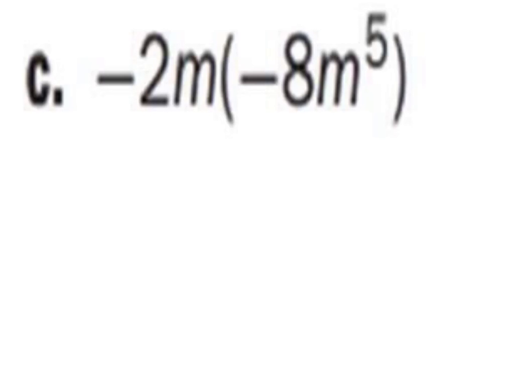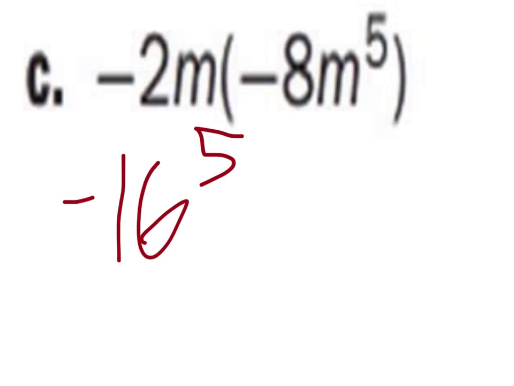Negative 2 times m. We have to do the parentheses first. Oh gosh, okay, I have to redo this. You have to do the parentheses first. Is it negative 16 to the power 5? That is close, and no. It's positive 16 to the power 5. That's even closer.